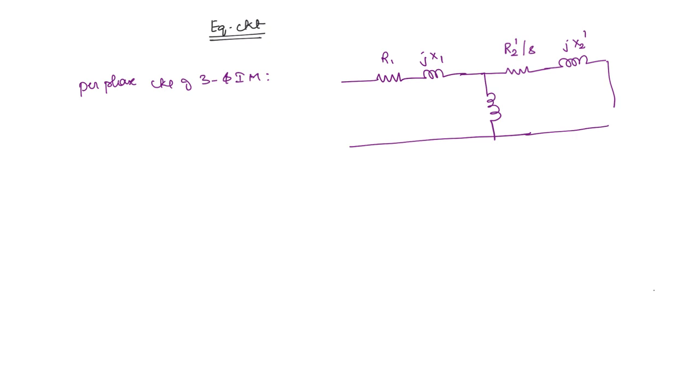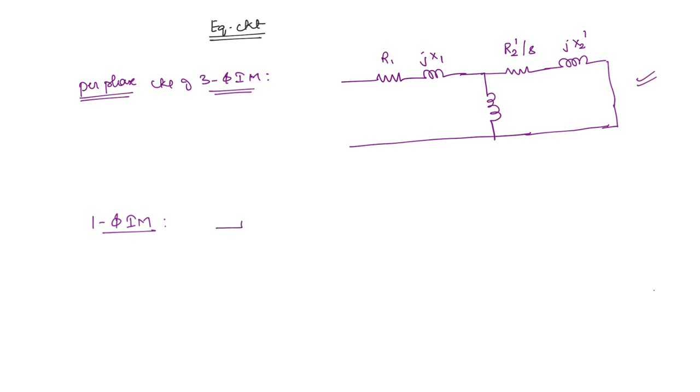This is the equivalent circuit, the per phase equivalent circuit. That means for each phase, this will be the circuit for a 3-phase induction motor. Now for a single phase induction motor also, it will be more or less similar, except that here we have 2 fields. One is rotating in the forward direction, the other is rotating in the reverse direction. We have a double field theory, right?